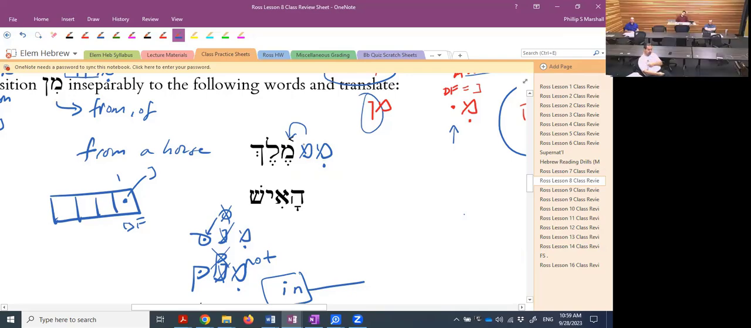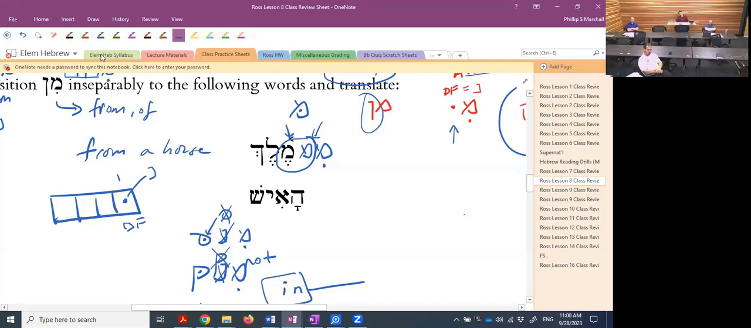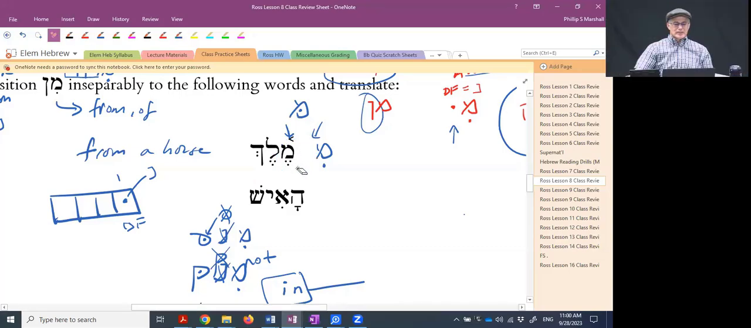But instead of writing these two mems separately, what can I do if this mem is closing and the mem of melek here, if that mem is opening? If the same consonant closes a syllable and opens a syllable, it's easiest just to write it one time with the dagesh forte, right? So that's what I'm going to do. I'm going to just erase that assimilated nun that became a melek and put a dagesh forte in the consonant next to it.